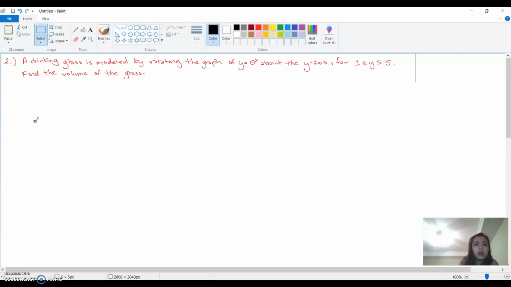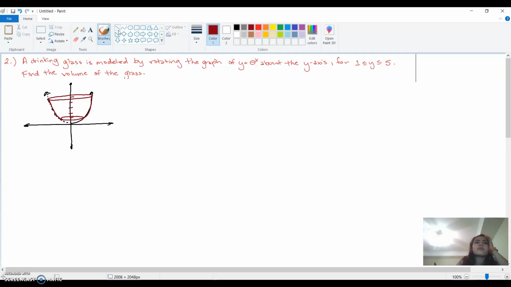So this is what the glass looks like. If we have a graph here, e^x is exponential, so it looks like this. It rotates around the axis, so it looks like this. And then it is in between y equals 1 and 5. 1, 2, 3, 4, 5. So our glass looks like this.